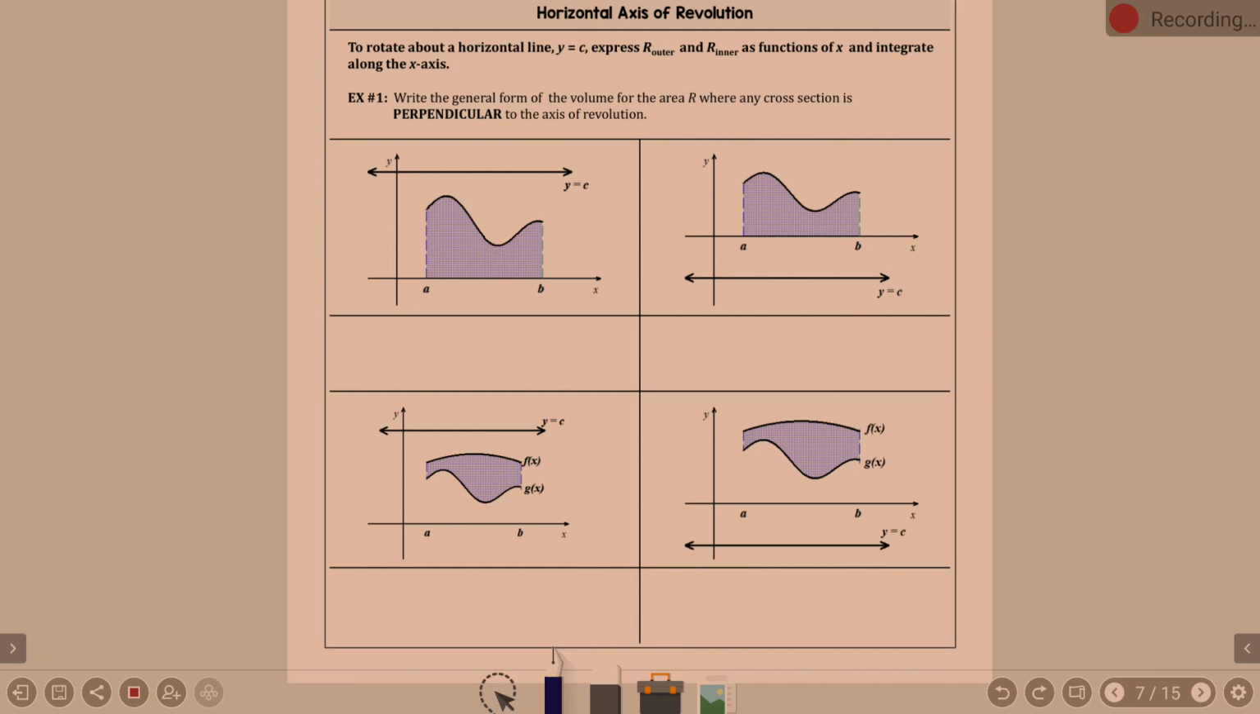As we look at this first example, we're going to be rotating about that axis right there. So we're not rotating about the x-axis. We are rotating about y equals c.